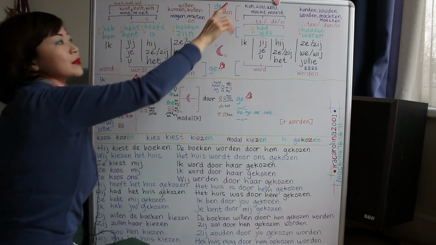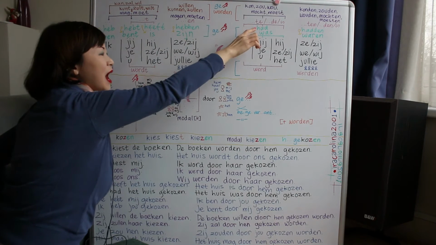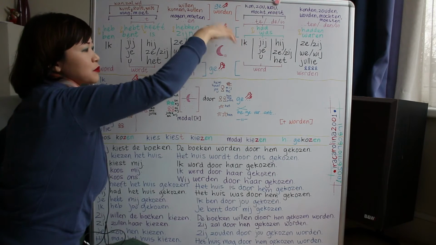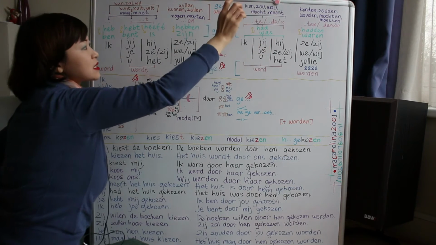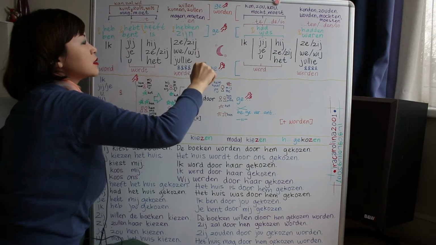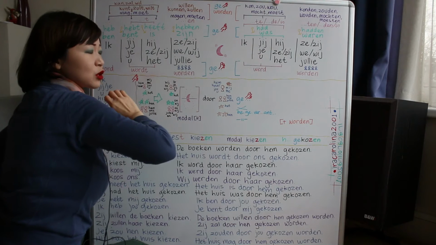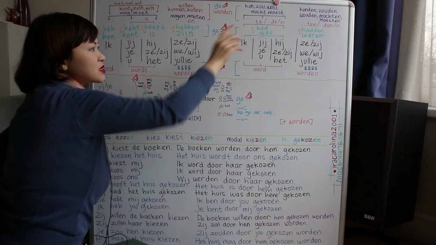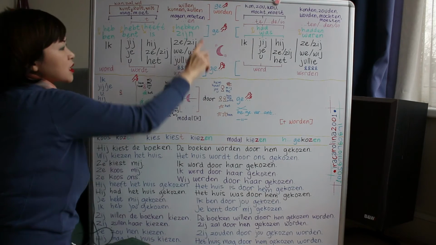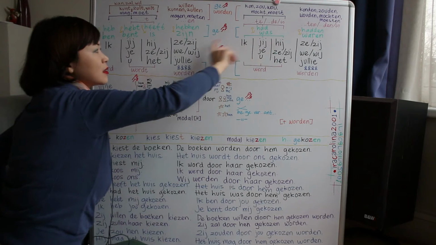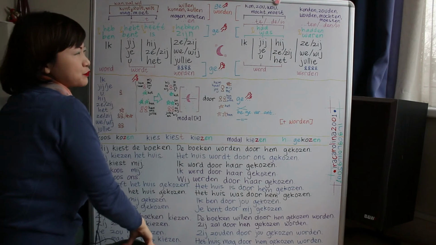And here, previously we use had. In the active sentence it becomes was with ge something, for a subject that consists of one. And for a subject that consists of more than one, from the active sentence hadden, ge something, the passive sentence is waren, ge the verb.